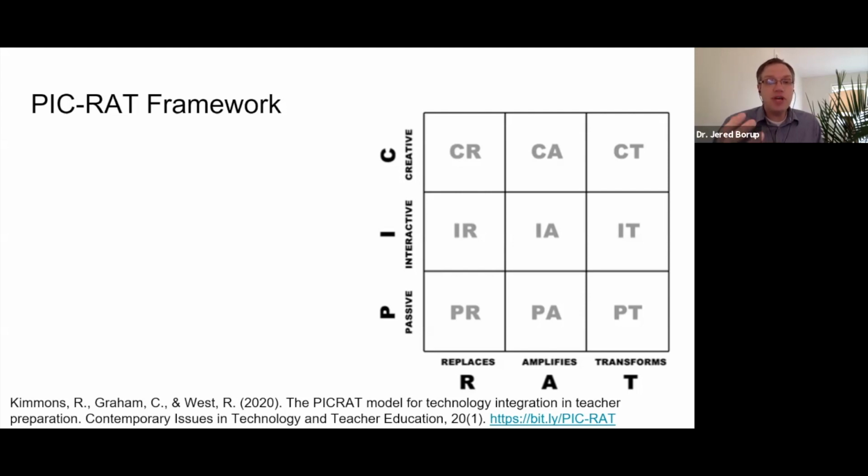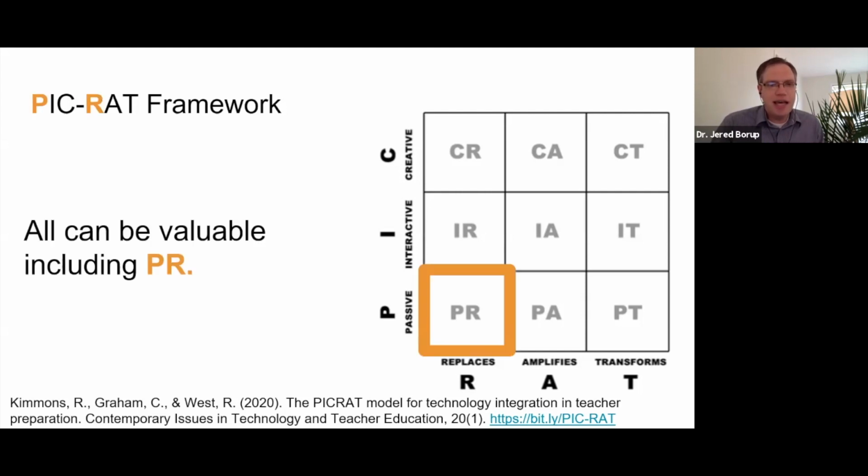So you can look at what you're doing and say, what I'm doing is just replacing what we would be doing otherwise, and it's passive. That would be a PR on the framework. If you go down to the next slide, I'll highlight that. That's a good use of technology. For many of you, that's what we're doing now, right? It's passive and it replaces what we would do if we could be together, although we couldn't.